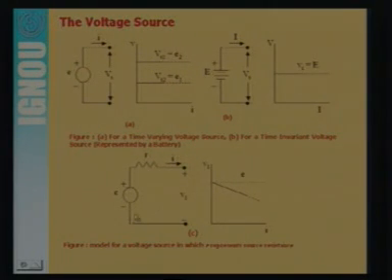But if it has some internal resistance, suppose 0.2 ohm, then the voltage will drop through this. For this curve, suppose this is the 5 volt. In this case it has become 4.8 volt, that means 0.2 volt dropped here. This is the example of the practical voltage source, which has some internal resistance.